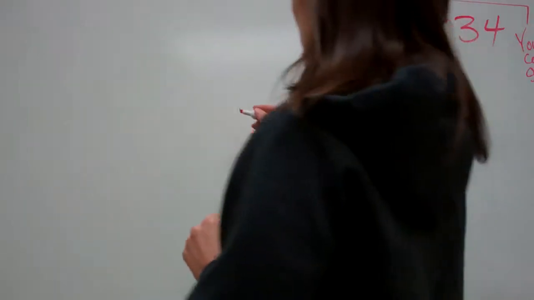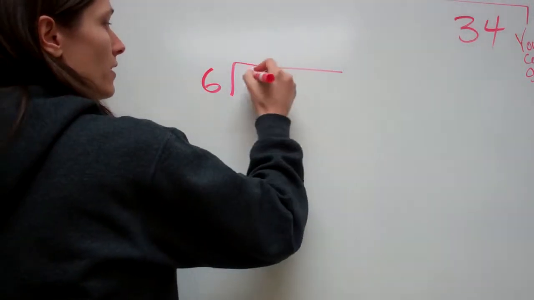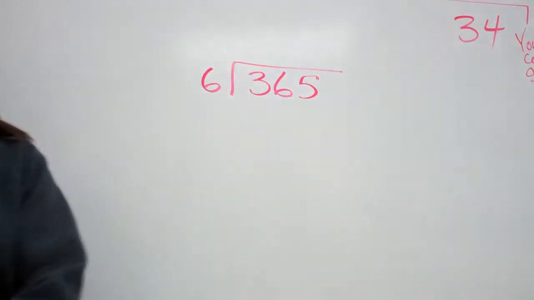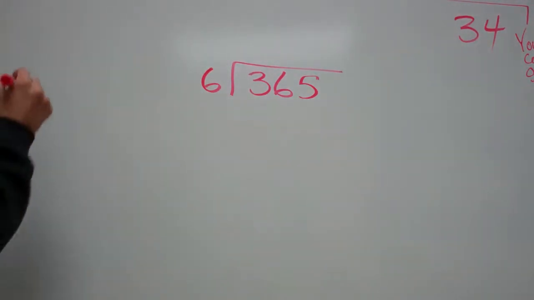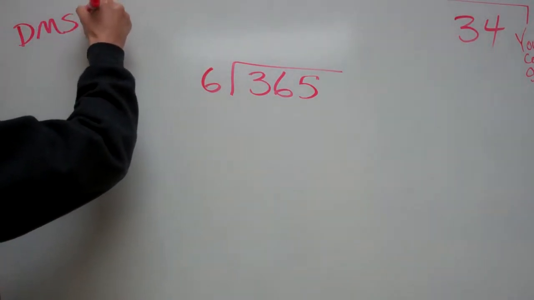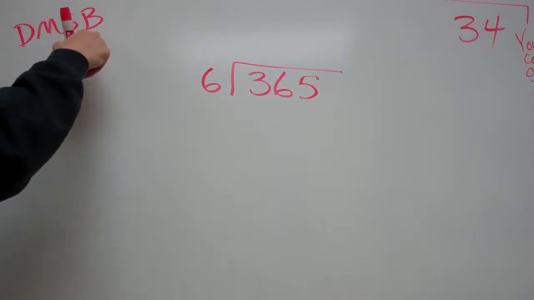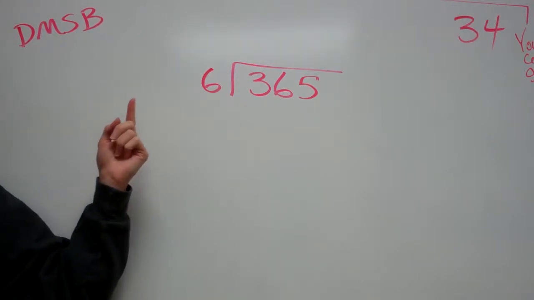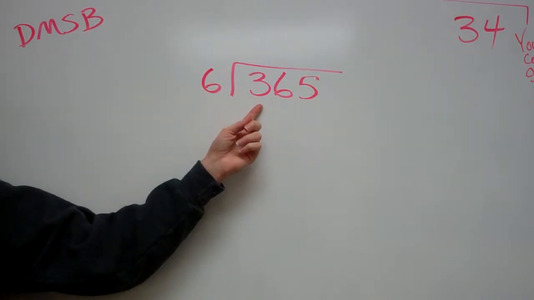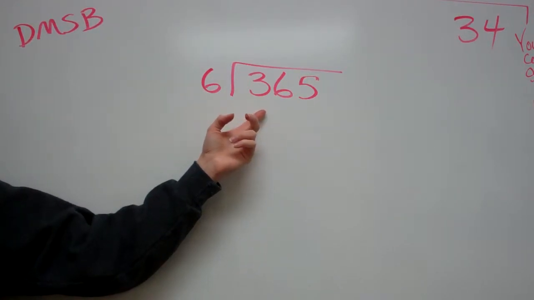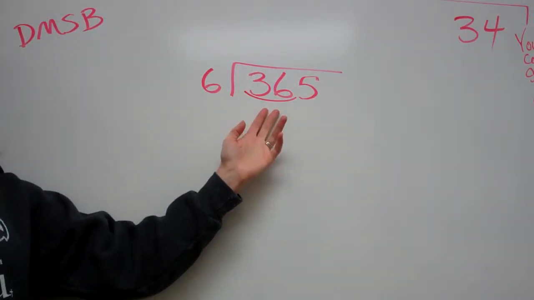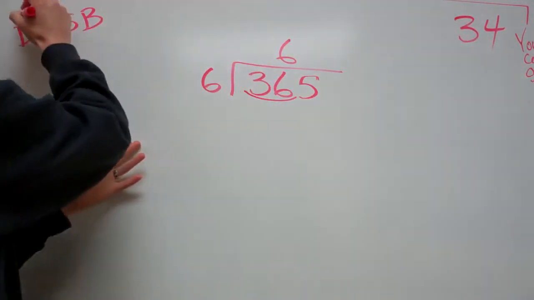Now, let's say I have 365 divided by 6. Does everybody remember that we did dad, mom, sister, brother? Divide, multiply, subtract, bring down. So my very first step is to divide. 6 will go into 3, yes or no? No. 6 times 1 is 6, so there's no way. So now we have to try 36. 6 will go into 36 6 times. Okay, I divided.